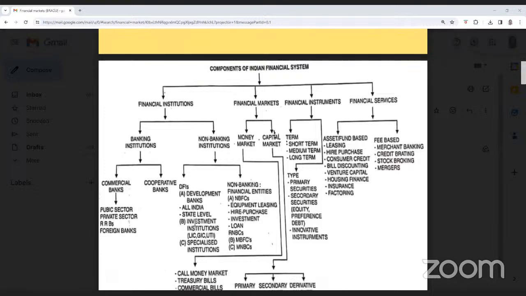And the next is investment institutions. Where are we investing? If any uncertainty happens, we are investing in the LIC, that is for the protection of the family. UTI and even the mutual funds. These are all the development institutions, that is DFIs, and the specialized institutions.